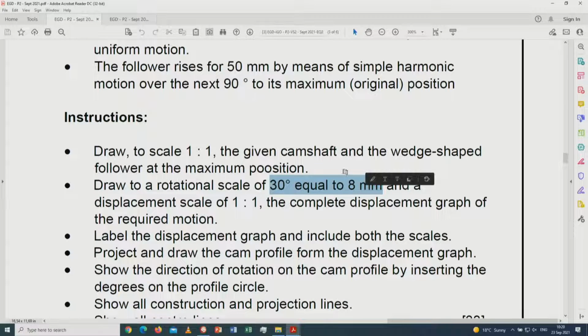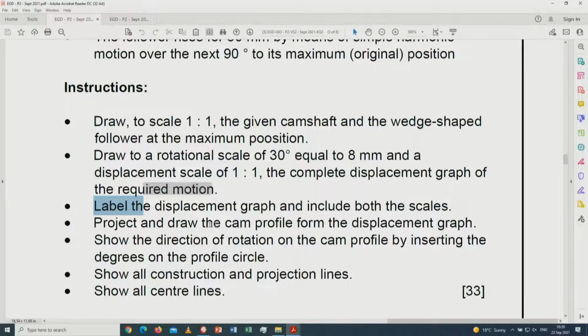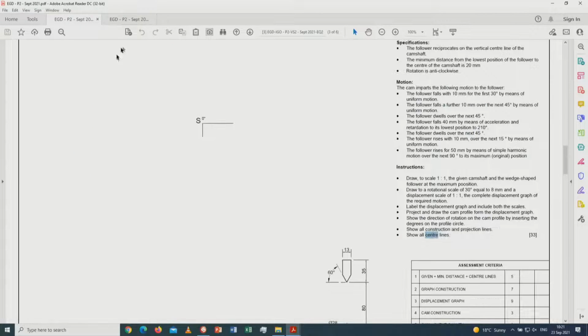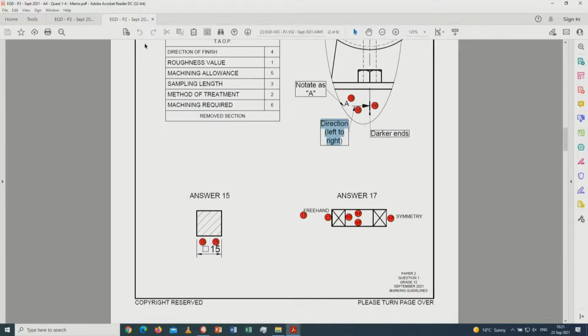And then also complete the displacement graph, and then label the displacement graph. That's very important. The labeling should be part of this. And then also project and draw the cam profile from the displacement graph, show the direction of rotation on the cam profile by inserting degrees. No arrow is asked, so no marks for arrows, it's just the degrees for the direction. Also show construction lines and projection lines, and show all center lines of what you have to draw.